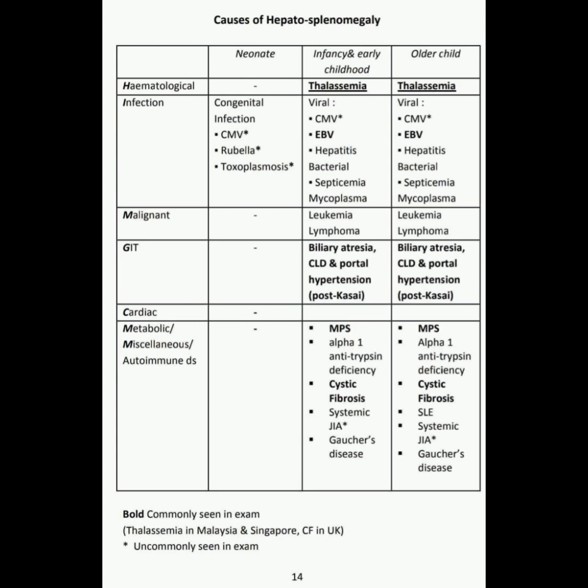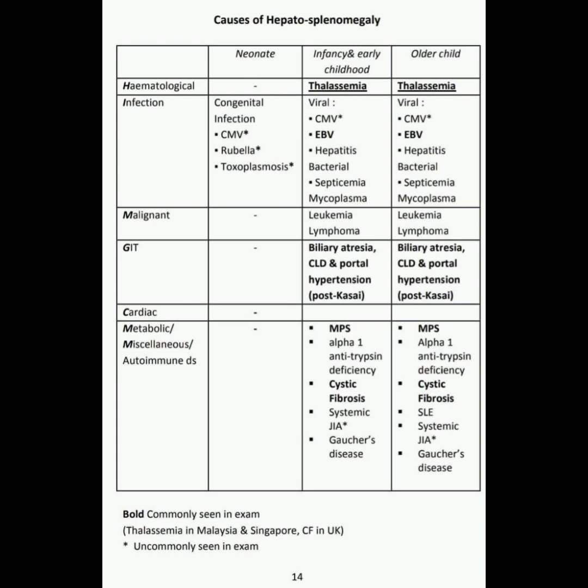In an older child, we find hepatosplenomegaly in thalassemia, viral causes, this is cytomegalovirus, Epstein-Barr virus, hepatitis, bacterial septicemia, mycoplasma, leukemia, lymphoma, biliary atresia, chronic liver disease and portal hypertension post-Kasai, mucopolysaccharidosis, alpha-1 antitrypsin deficiency, cystic fibrosis, systemic lupus erythematosus, systemic JIA, Gaucher's disease. Now, bold: commonly seen in exam are thalassemia in Malaysia and Singapore, and cystic fibrosis in the UK commonly; the others are uncommonly seen in exam.